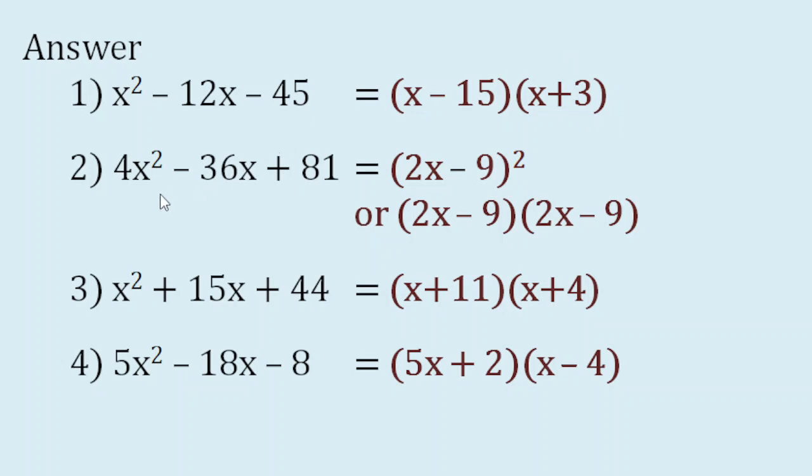Item number 2, the factors are the quantity 2x minus 9 squared, or the quantity 2x minus 9 times the quantity 2x minus 9. Item number 3, the factors are the quantity x plus 11 times the quantity x plus 4. And item number 4, the factors are the quantity 5x plus 2 times the quantity x minus 4.